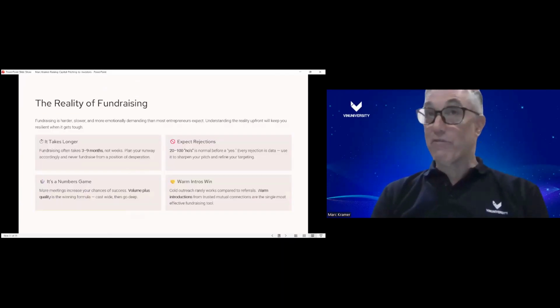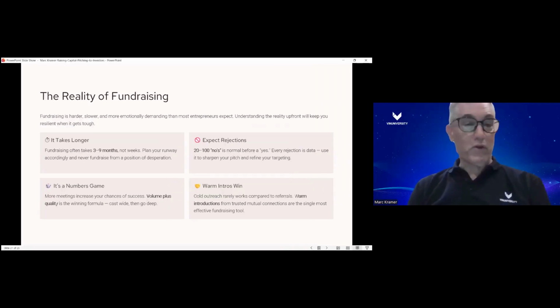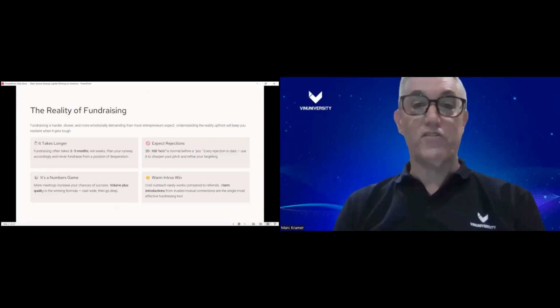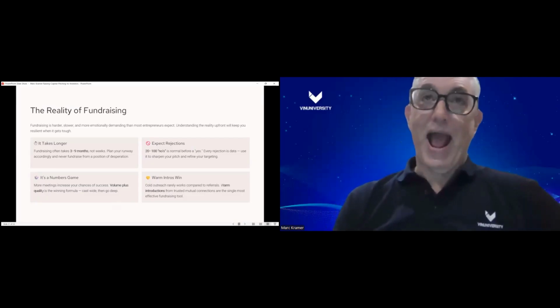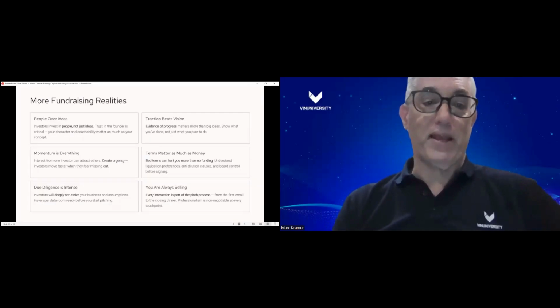The reality of fundraising is it takes much longer than you would expect. It's really a numbers game. You have to meet a lot of investors, but the right ones. And expect rejections. There's going to be a lot of no's before you hit a yes. And you need people who know people to make introductions for you. You're always selling.